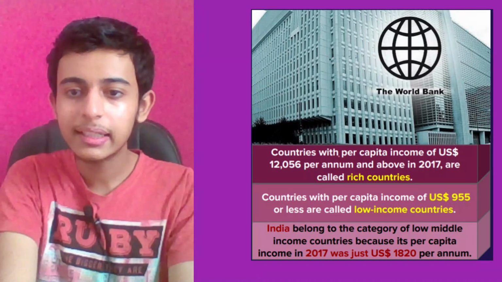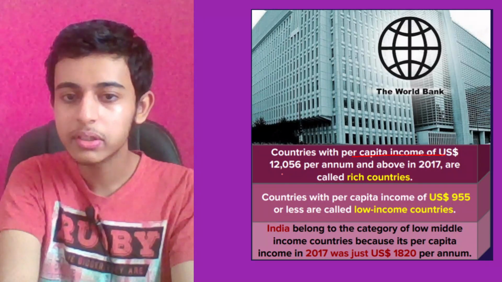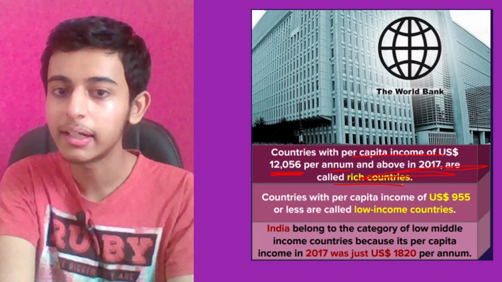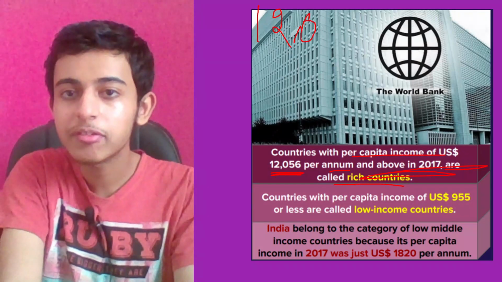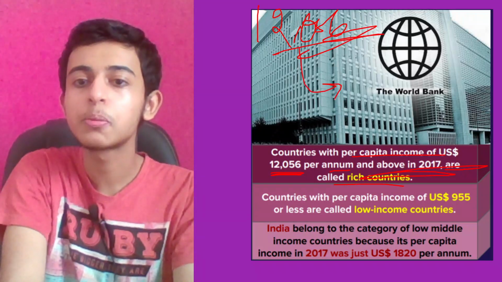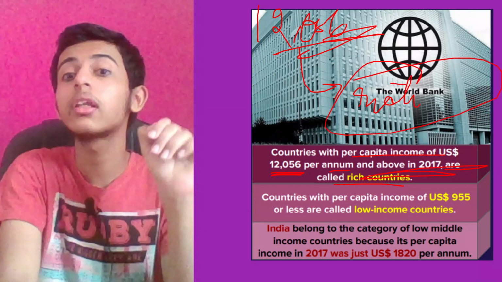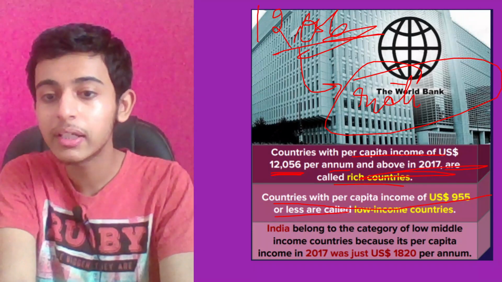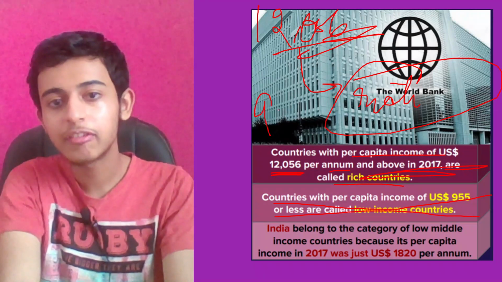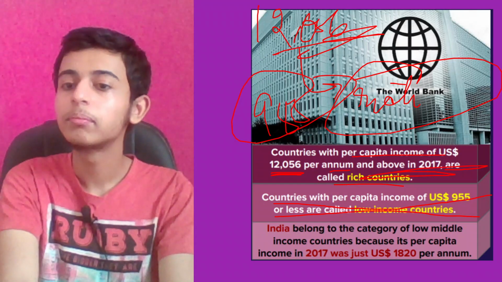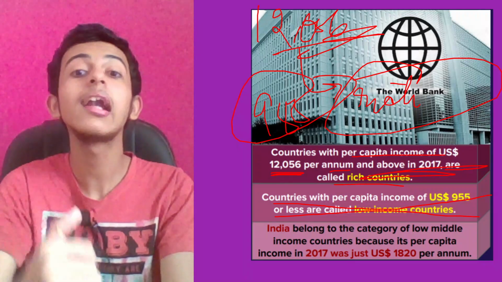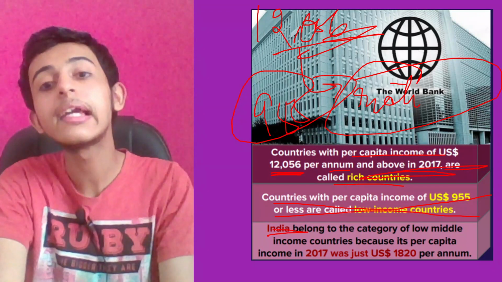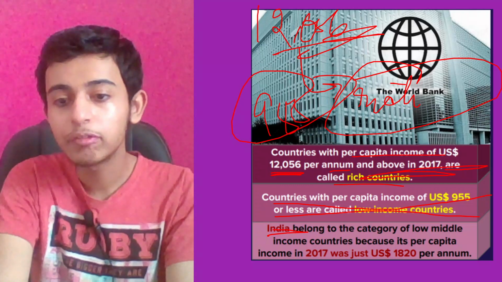So we have to understand that countries with per capita income of US dollars 12,056 per annum and above in 2017 are called rich countries. So those whose income is more than 12,056, they are going to be rich or developed, and we take US dollars, always remember. Countries with per capita income of US dollars 955 or less are called low income countries. If it is less than 955, it is considered low income or an underdeveloped country. Now talking about India, because we are living in India, we must know where India belongs. India belongs to the category of low middle income countries.